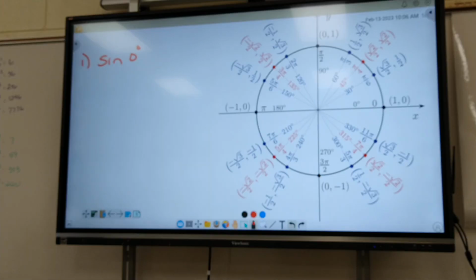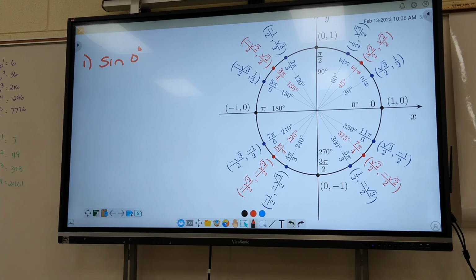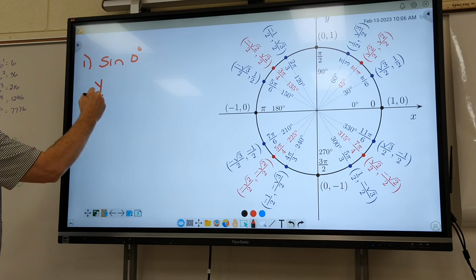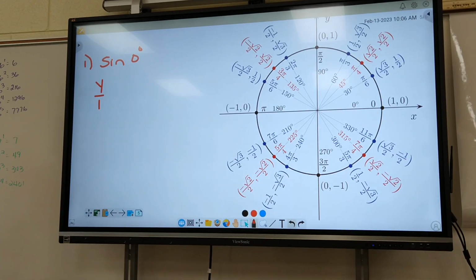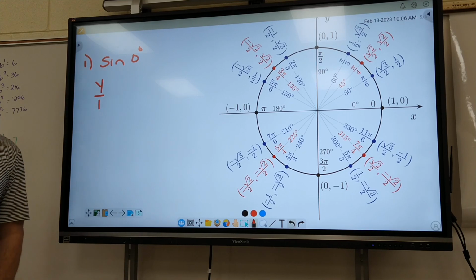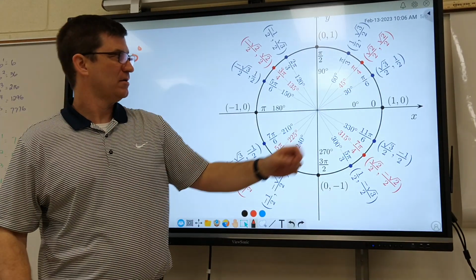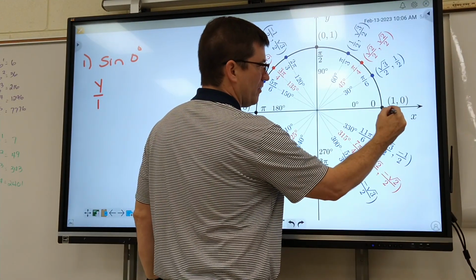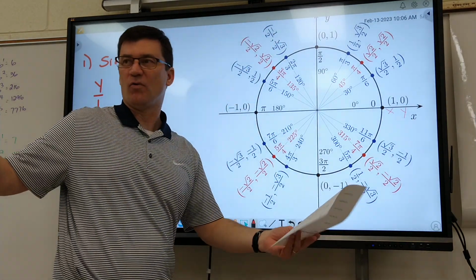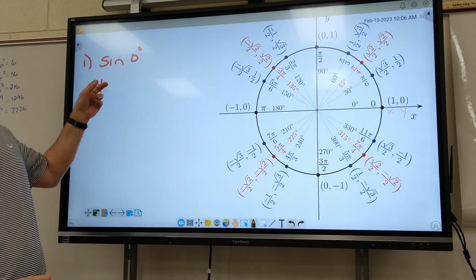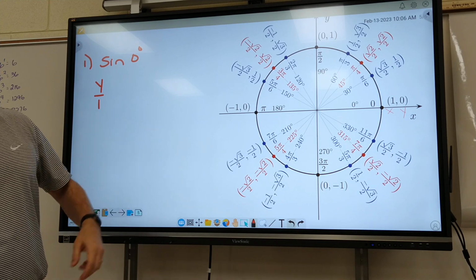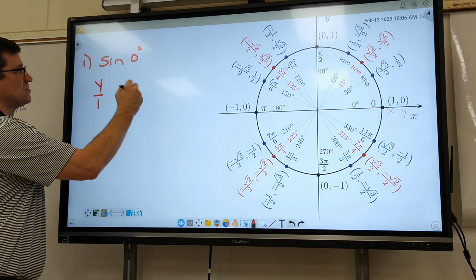All right, first one, sine of 0 degrees. Leanna, what's our formula for sine? What's our formula? Y/1. Thank you. Everybody good? All right. So Matthew, we have to go to 0 degrees on the circle right here. Now remember, this is an ordered pair. That's X, that's Y. They're in alphabetical order. It says put your Y on top and leave 1 on the bottom. So what is your answer for 0/1?